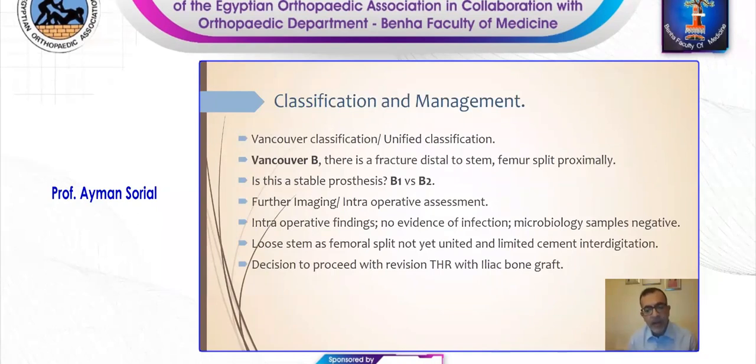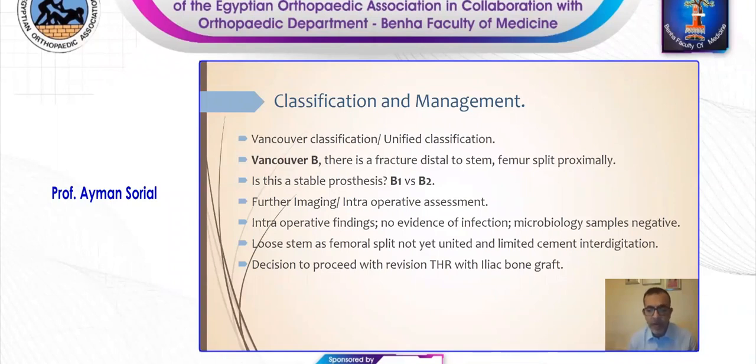Now, looking at this particular injury, I've looked long and hard trying to go forward. What is my Vancouver classification? There are 2 classifications, the Vancouver, and now there's the unified system. Vancouver is still a very good classification system. I still use it. There's a fracture in relation to the stem tip, and the femur split proximally, as witnessed by the circlage wires. Is this a stable prosthesis? Is it a B1 versus a B2?